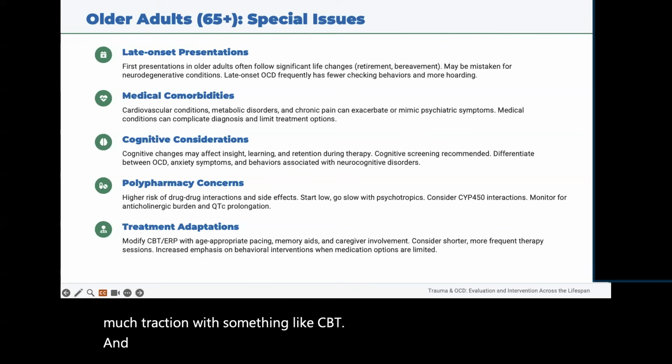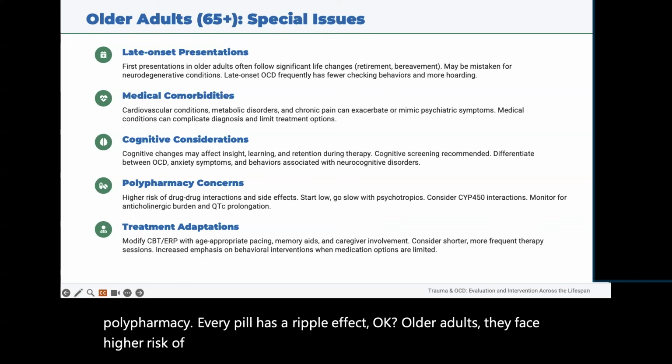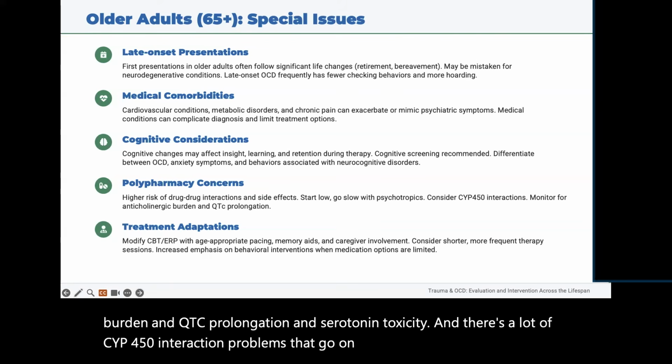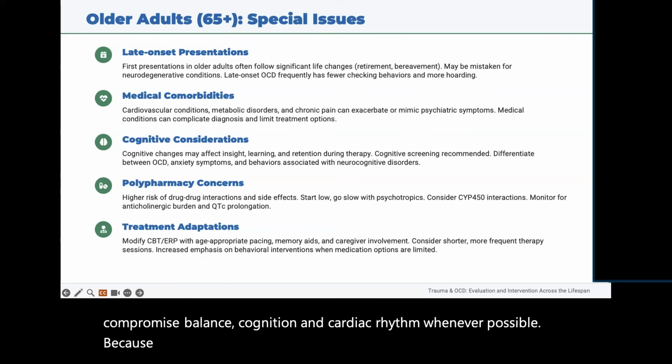And then, of course, in the elderly, we have to deal with things like polypharmacy. Every pill has a ripple effect. Older adults face higher risk of drug-drug interactions and side effects and anticholinergic burden and QTc prolongation and serotonin toxicity. And there's a lot of CYP450 interaction problems that go on. So avoid medications that compromise balance, cognition, and cardiac rhythm whenever possible, because hospitalization can also trigger delirium.